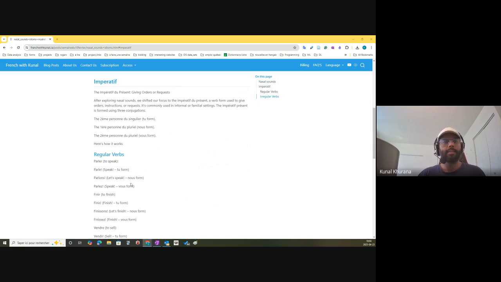While writing the imperative, we just remove the s from the conjugated verb, and we write it like that: parle. But there are always some exceptions in French. So what are those exceptions? When we have the pronoun a or y, then we tend to add the s.